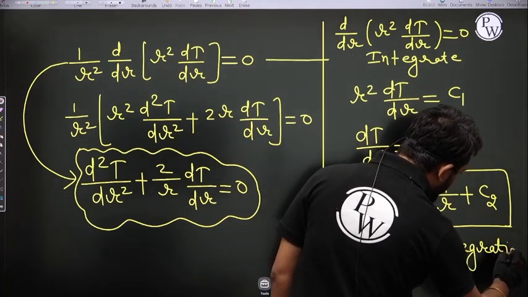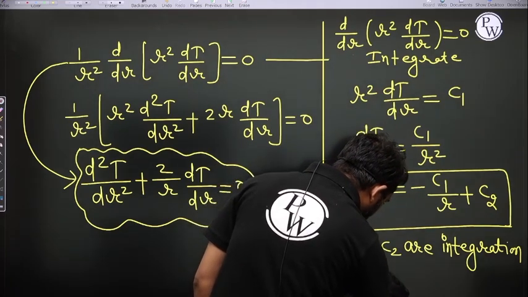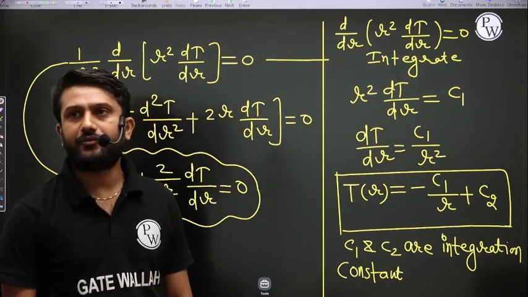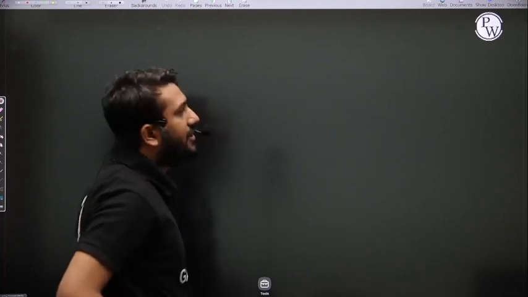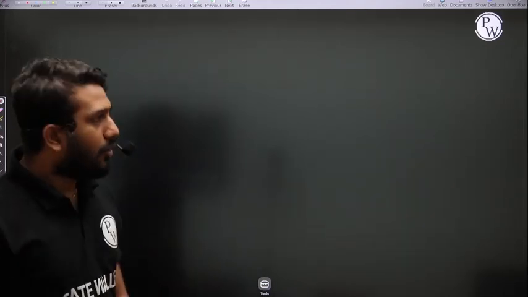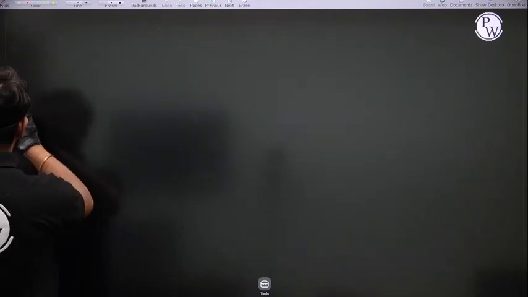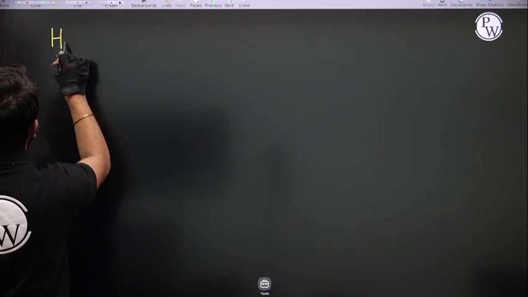C1 and C2 are integration constants, which are calculated by using the boundary conditions. Boundary conditions are according to the problem. Now I am taking another case, and that case is the hollow sphere.